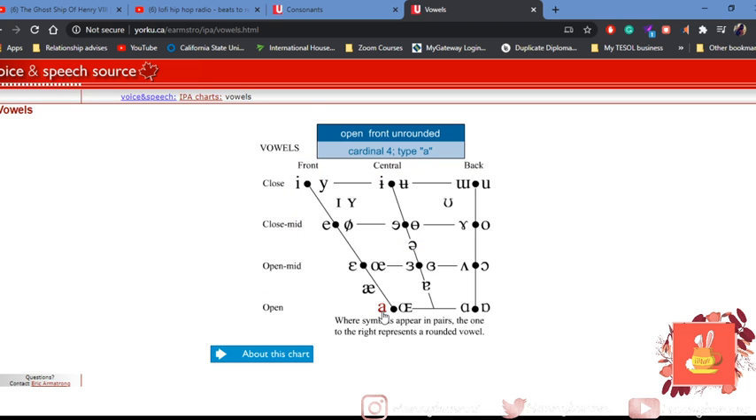So at the front here, it says on top, open, front, unrounded. So open, front, unrounded is what it's identified as. And then the name of it is type A, or cardinal 4, which you don't really need to know this stuff too much, but it kind of helps to know their placement if ever you worry about knowing the positions of them.